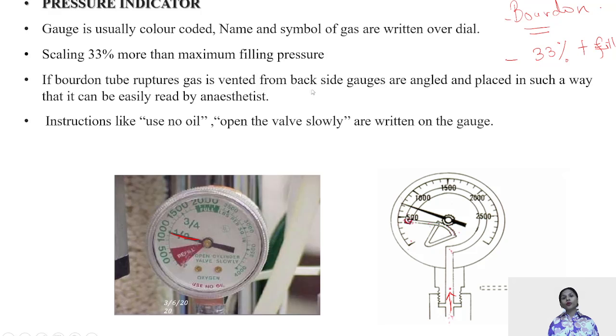It is going to be scaled at 33% more than the maximum filling pressure. Suppose the maximum filling pressure is say 10 psi, so the pressure indicator scale will be 33% more than 10 psi.